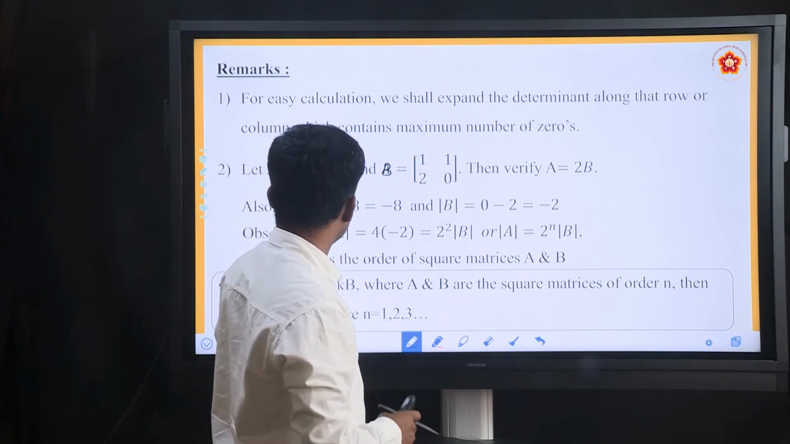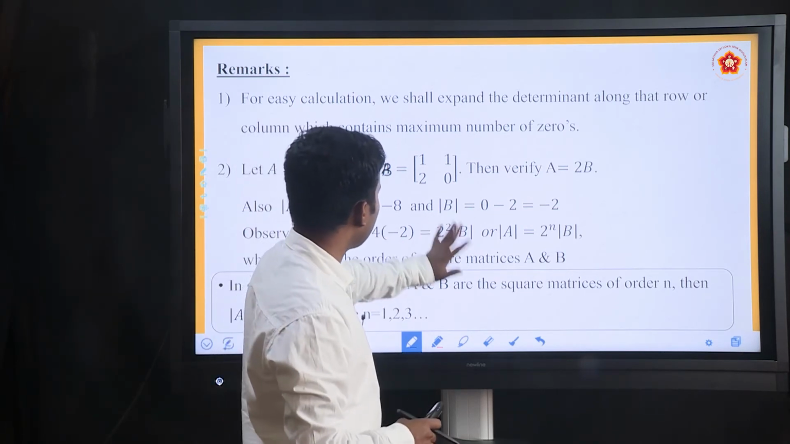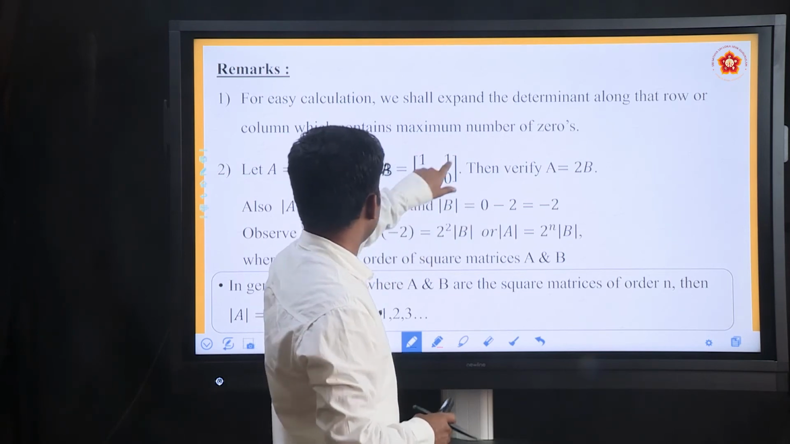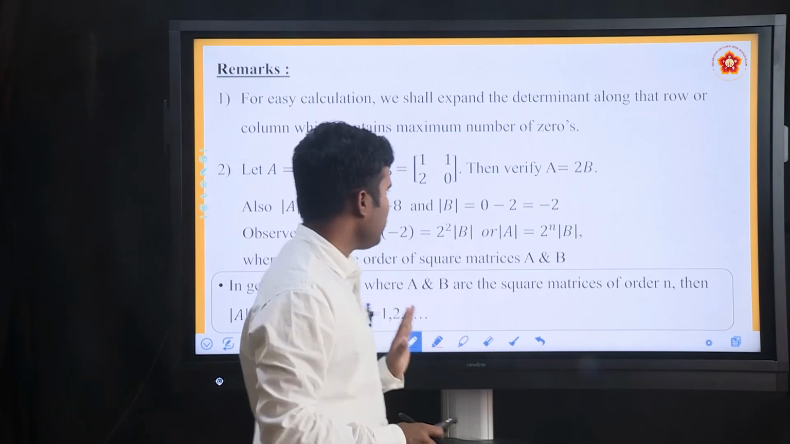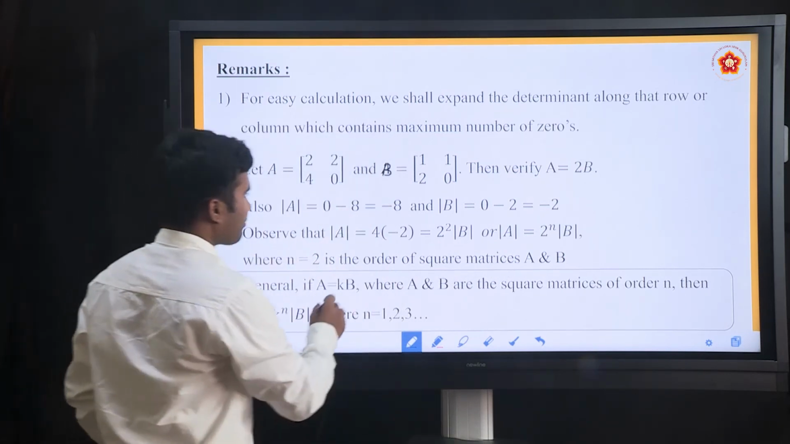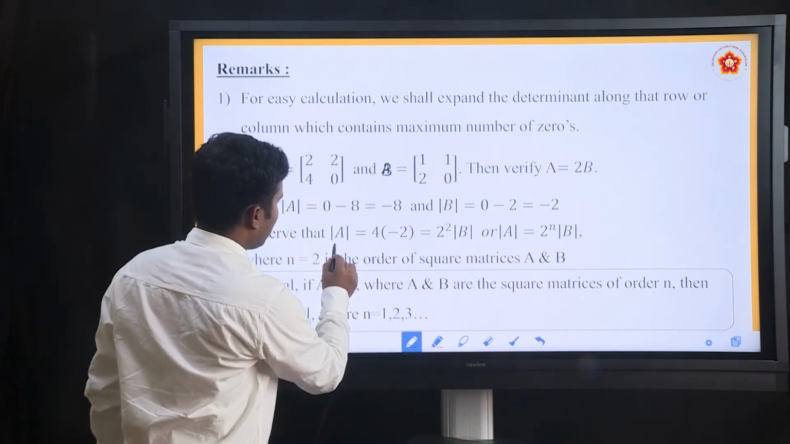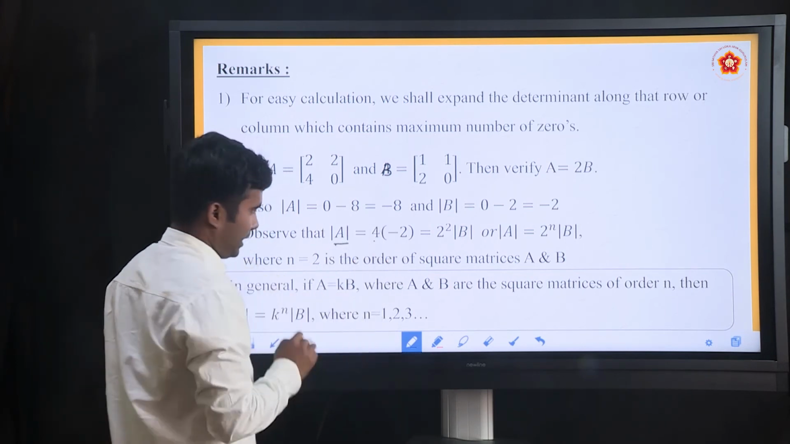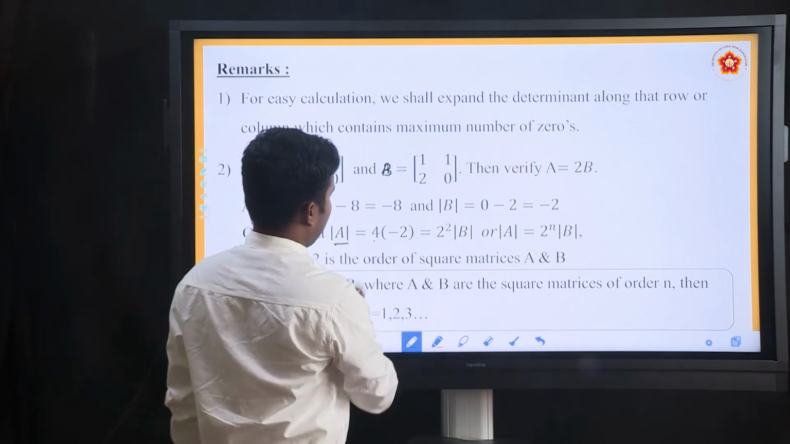So, the answer is minus 8. The determinant of A is minus 8. Similarly, you find the determinant of B. 1 into 0 is 0, minus 2 into 1 is 2, which is minus 2. So, now we can see the determinant of A can be written as 4 into minus 2, which gives minus 8. So, I can write that like this.